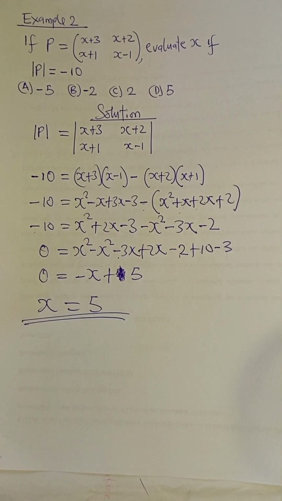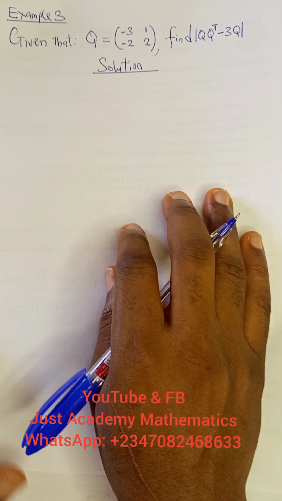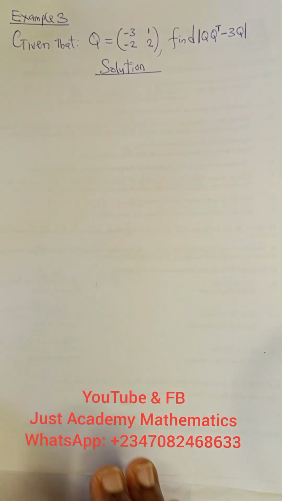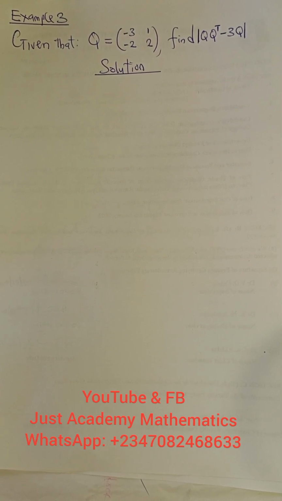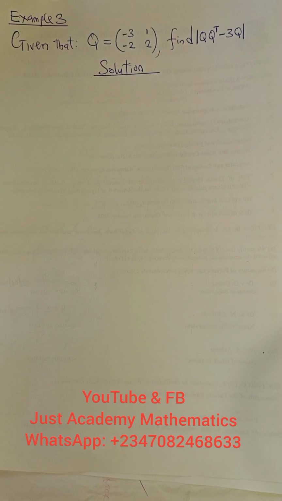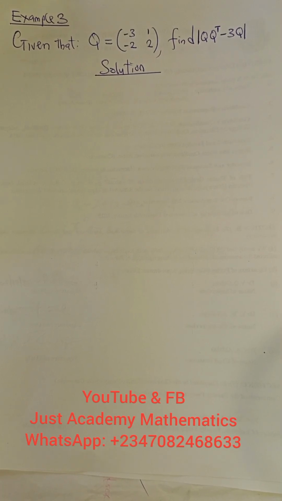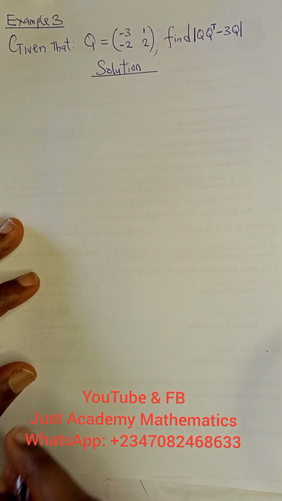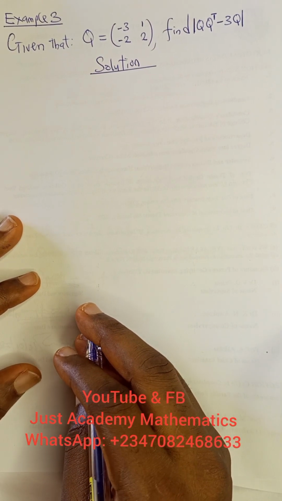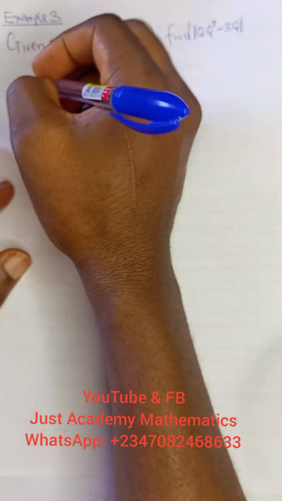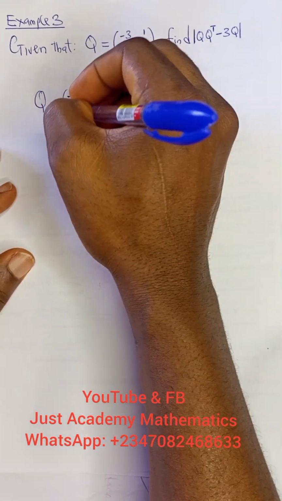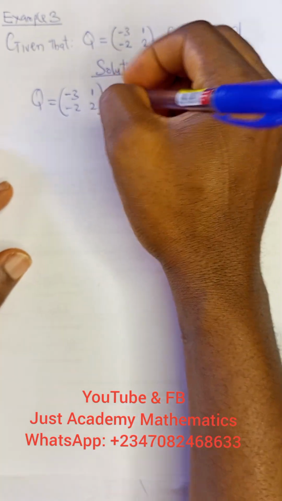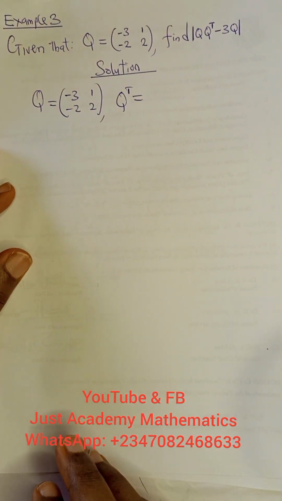Now, for this class, let's take on example 3. Look at example 3. We are asked, given that Q is equal to that matrix there, to find the determinant of Q times Q transpose minus 3Q. Now, how do we go about this? First of all, let's get some of the values. Let's get Q transpose. Q is minus 3, minus 2, 1, 2. What is Q transpose?